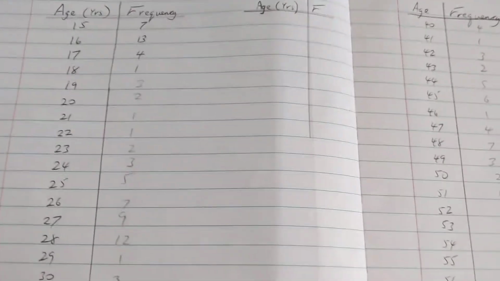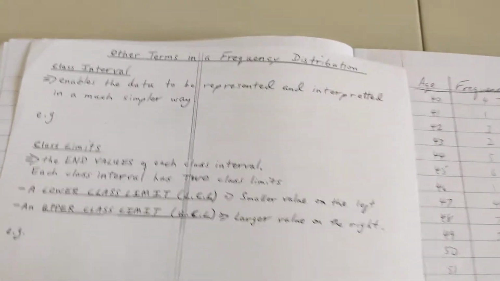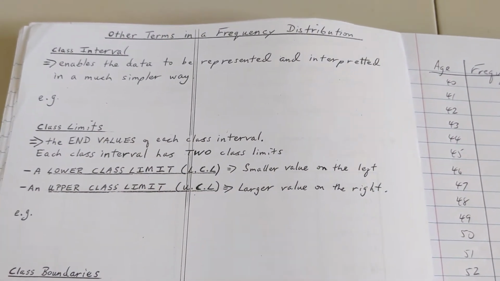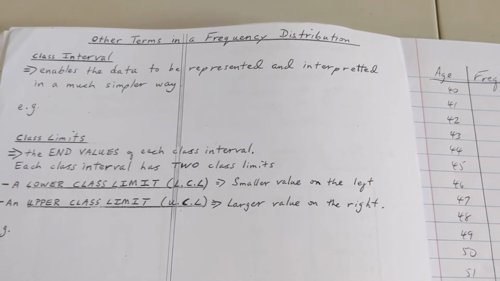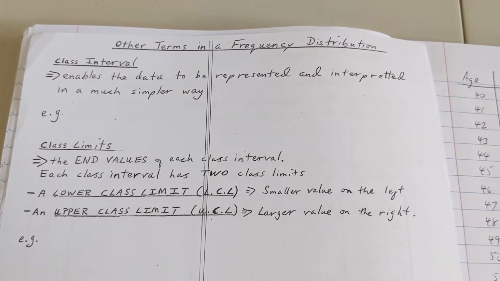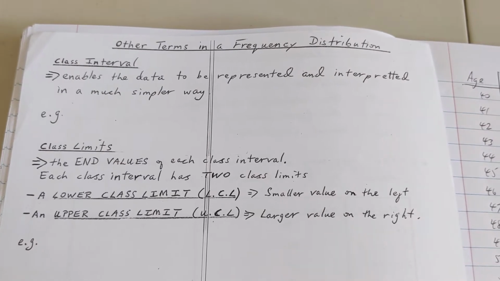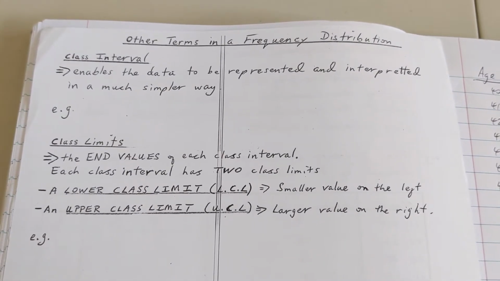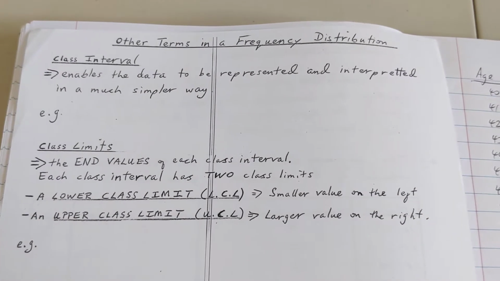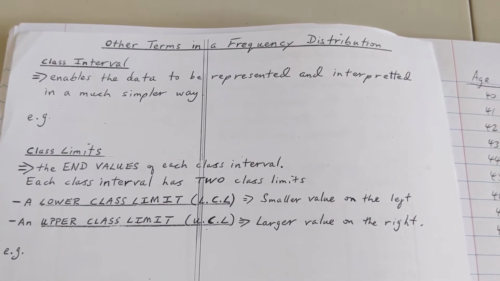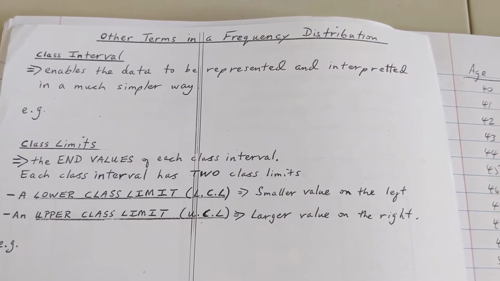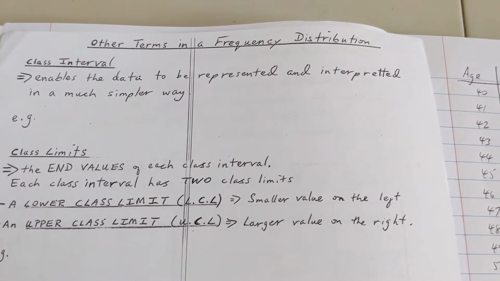So what we have are these new terms, which we call a distribution now. We're going to come across some new terms that are going to help this data be presented a little bit easier. The first term is the class interval. I'll scan this and upload it on Google Docs, send it to you via email, or send it on WhatsApp as well, whichever one you can access. We're going to look at the class interval first. That's one of the new terms you're going to come across. This enables the data to be represented and interpreted in a much simpler way.